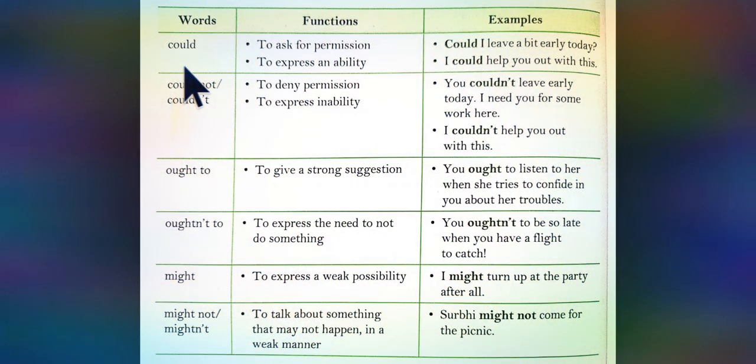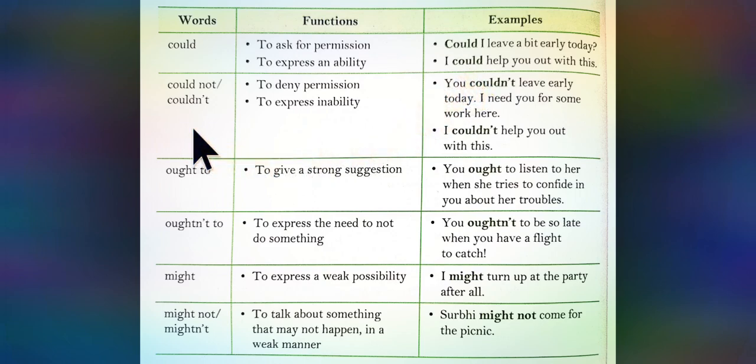Now, the next word is could. The function of could is to ask for permission. For example, could I leave a bit early today? So here the word could is asking for permission. The next function of the word could is to express an ability. I could help you out with this. So here the word could is expressing an ability. Yes, that I could help you.